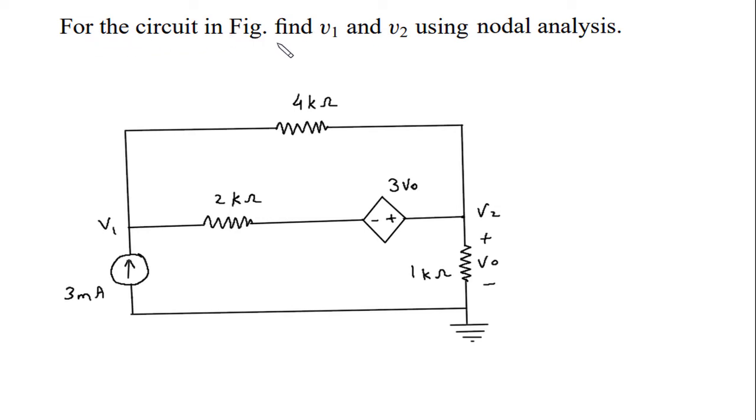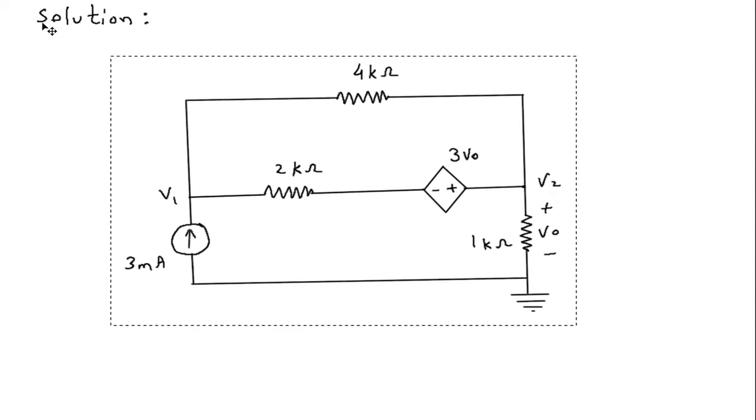For the circuit in figure, find V1 and V2 using nodal analysis. We have to find this V1 and this V2 in this circuit. Solution. First of all, we will redraw the circuit.